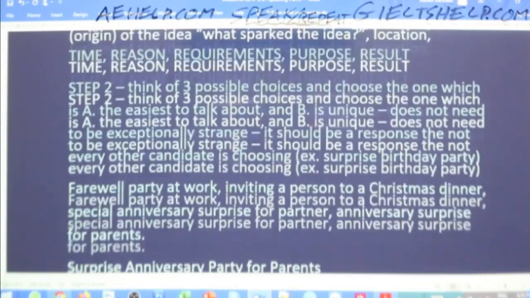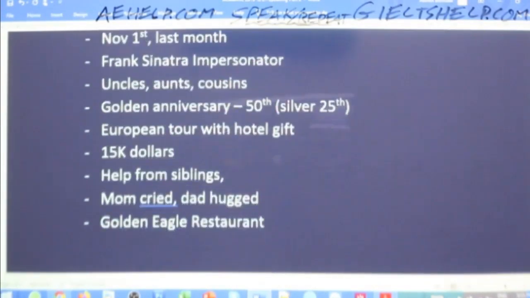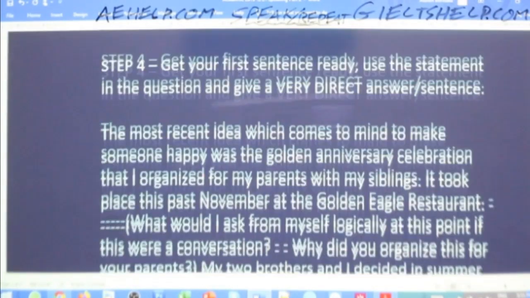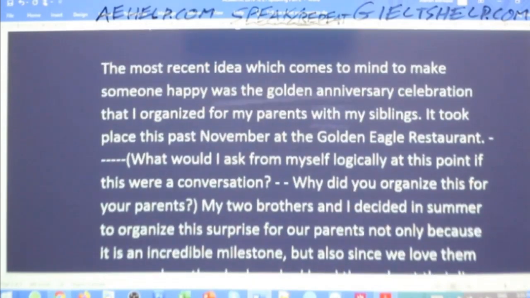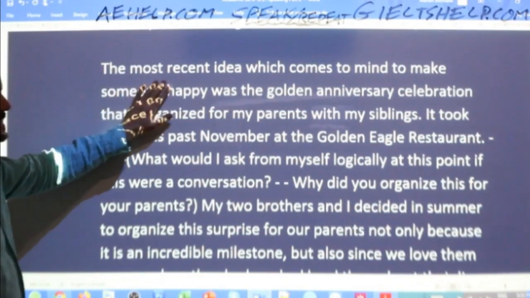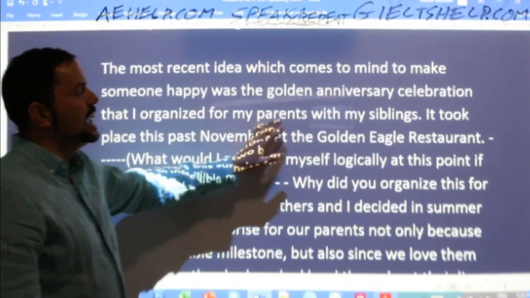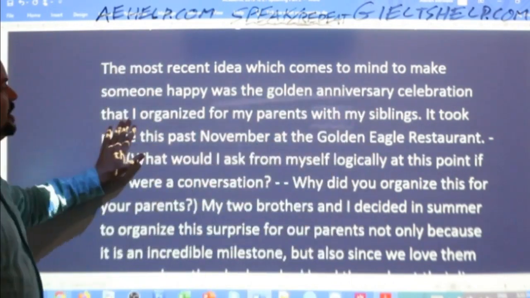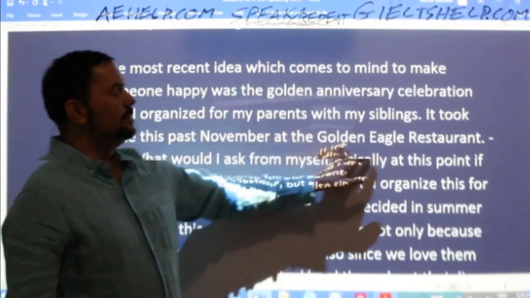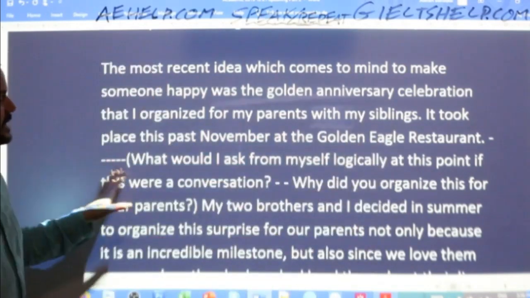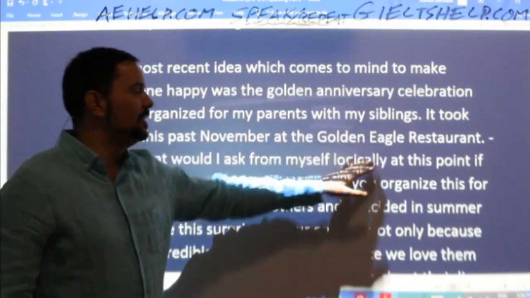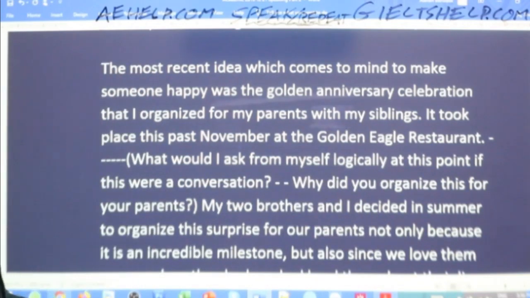Here we go. After all of our wonderful planning and notes, we've come up with this. Repeat after me. The most recent idea which comes to mind to make someone happy was the golden anniversary celebration that I organized for my parents with my siblings. It took place this past November at the Golden Eagle restaurant.